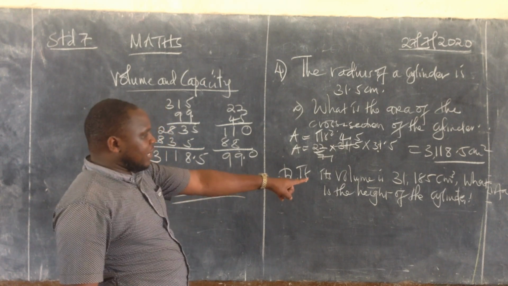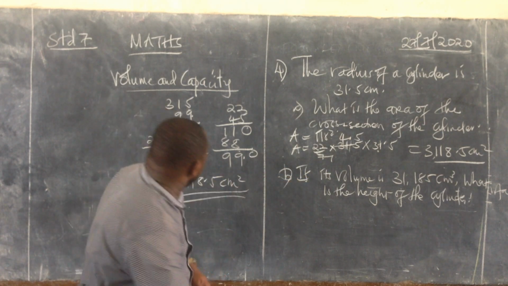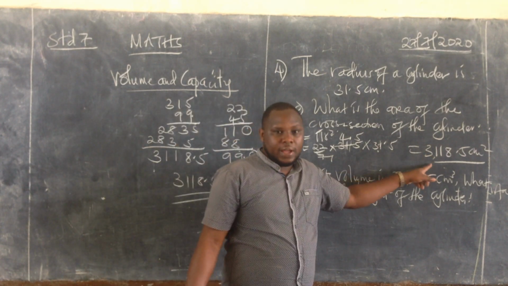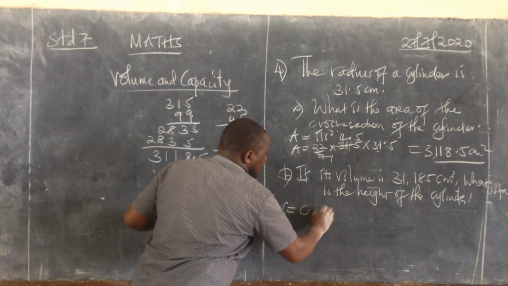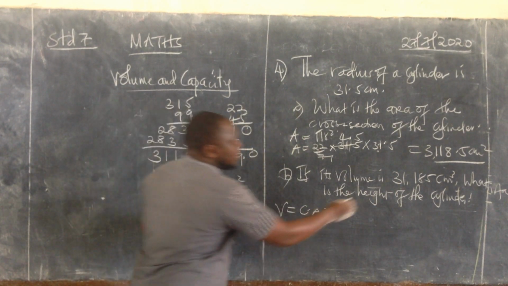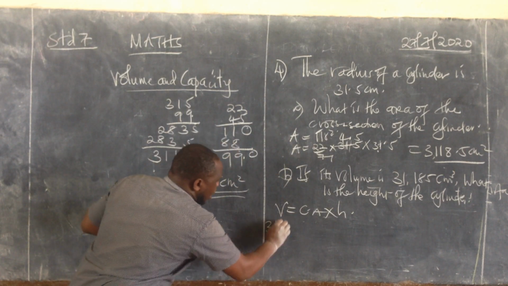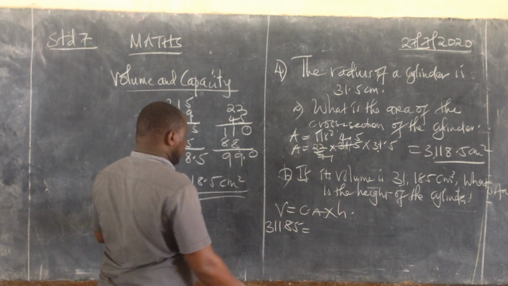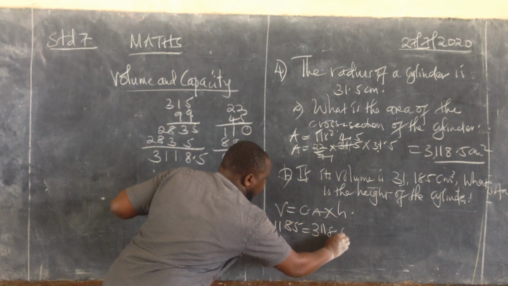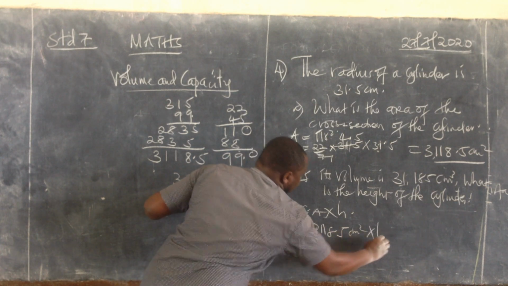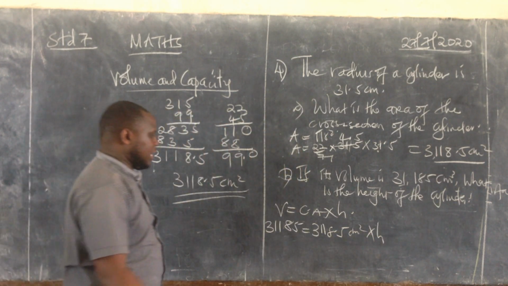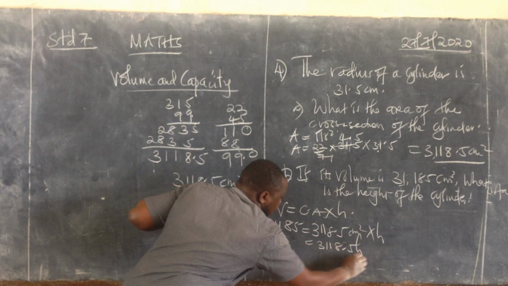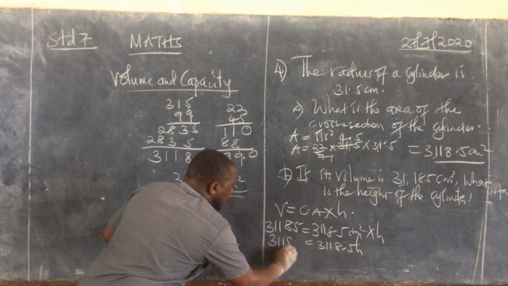Then, if the volume is given as this, what is the height of the cylinder? Volume is calculated by cross sectional area times height. The volume is given, 31,185, which is equivalent to the cross sectional area 3118.5 centimeters squared times the height, which is not given. That's what we're looking for.